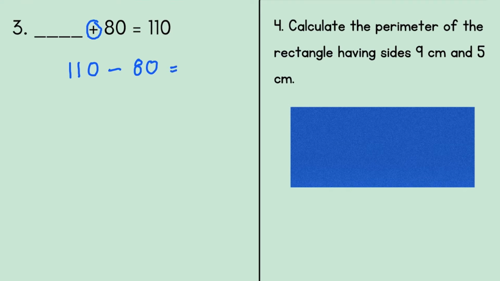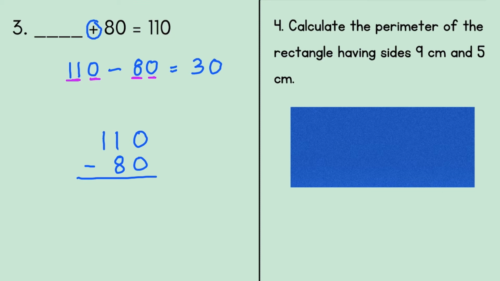equals, both these numbers are multiples of 10. So our answer will also end with a 0. Now what is 11 minus 8? 11 minus 8 is 3. You could also do it using the column method. Let's try 110 minus 80.